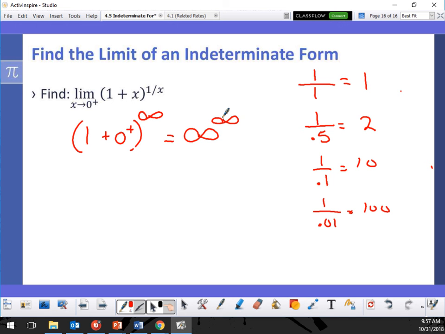Are you texting that right now? Yep, I was just putting in my notes. Infinity to the infinity. Sure.